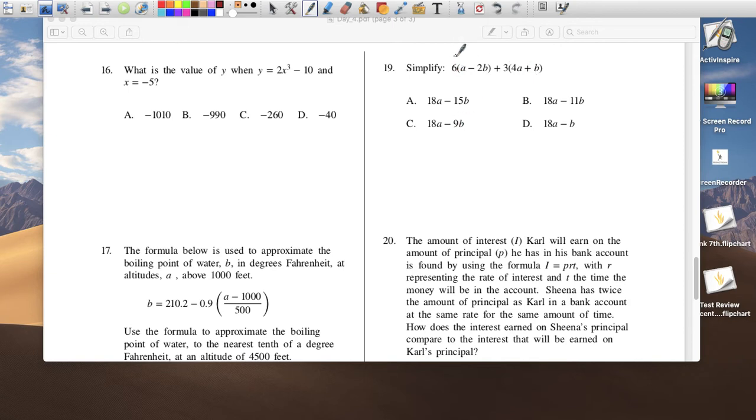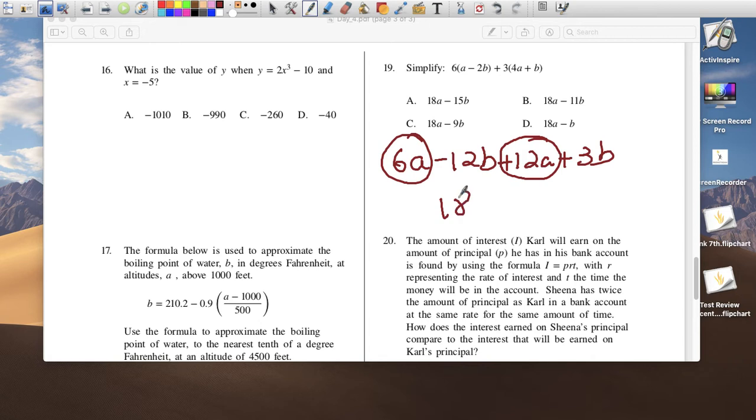Simplify this thing here. Distributive property twice. 6 times a, 6a. 6 times negative 2b is negative 12b. Positive and positive, so 3 times 4 is plus 12a. And then positive 3 and positive b is 3 times b, which is 3b. Combine like terms, this guy and the plus 12a, which is 18a. And negative 12b plus 3b, there's more negatives, and there is, so it's going to be 18a minus 9b, which is C.